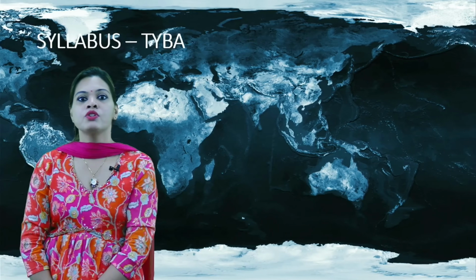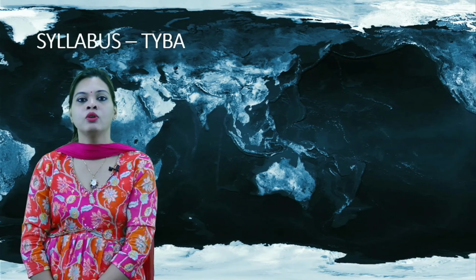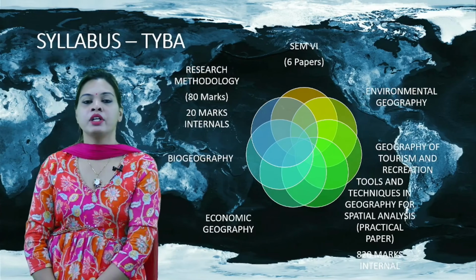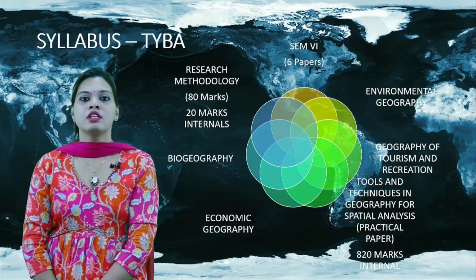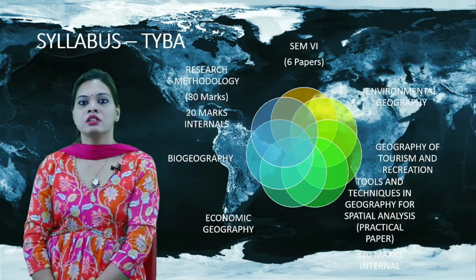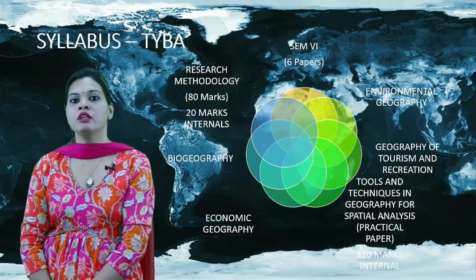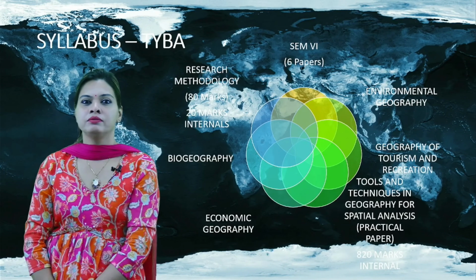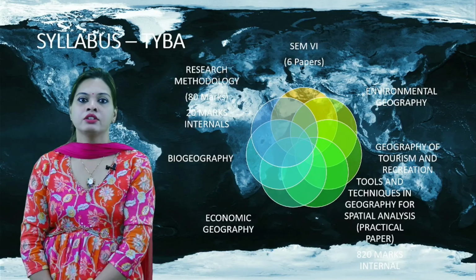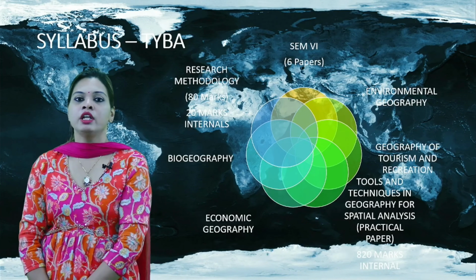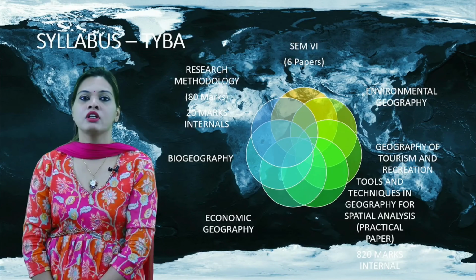Now coming to the 6th semester, which is your last semester, the distribution for 6 papers of Geography is as follows. Environmental Geography, paper number 4, Geography of Tourism and Recreation, paper number 5, Tools and Techniques in Geography for Special Analysis, paper number 6, that is for 80 marks, 20 marks internal for journal and viva. Economic Geography, paper number 7, Biogeography, paper number 8, and Research Methodology, paper number 9, practical, that is for 80 marks, 20 marks internal for journal, viva and project.